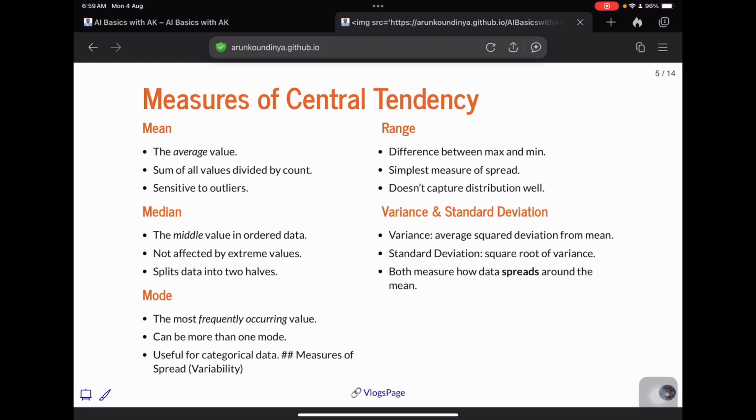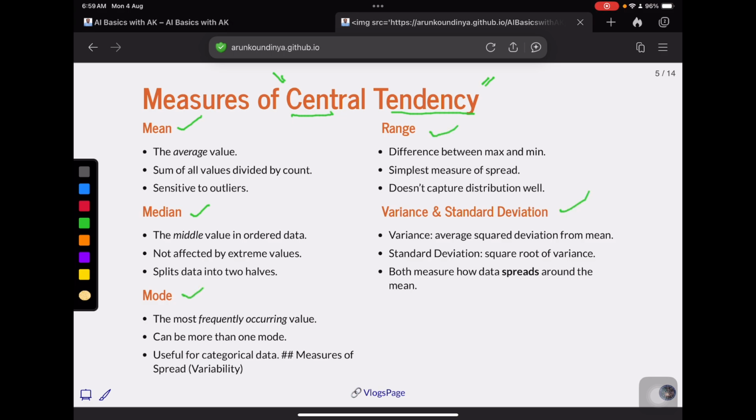When we are describing the main features of any data set, we call it the central tendency. What does central tendency mean? I'll come to it in the next few slides down the line. Let's just absorb this nomenclature at this point of time. So in this central tendency, we have something called mean, median, mode, range, and standard deviation.